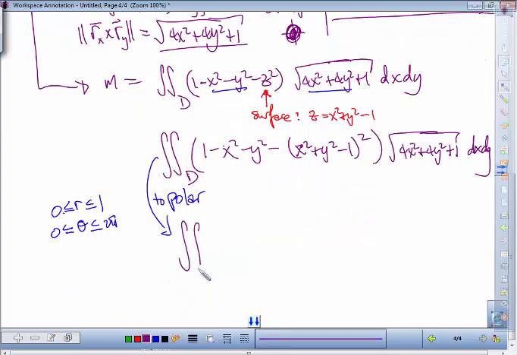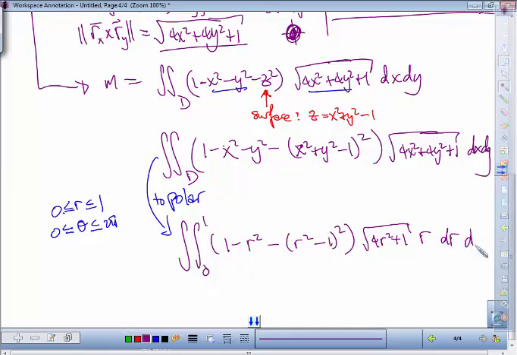Now I have my integral, 1 minus r squared minus (r squared minus 1) squared. Maybe that's easier to FOIL out. And then the square root of 4r squared plus 1, and then the r. I'm going to integrate with respect to dr first, r goes from 0 to 1, and then d theta goes from 0 to 2 pi.